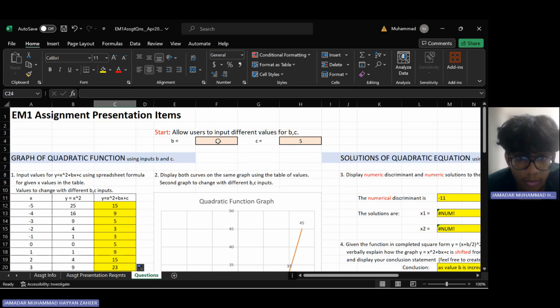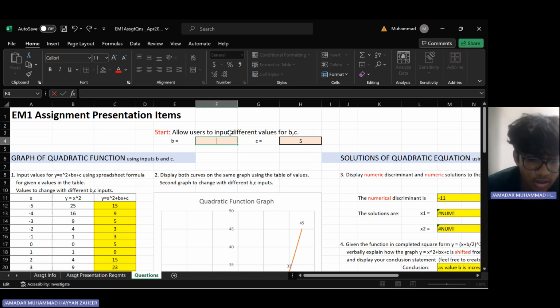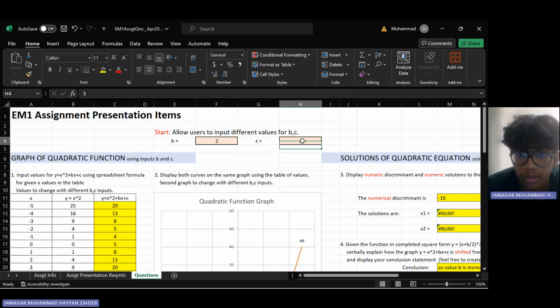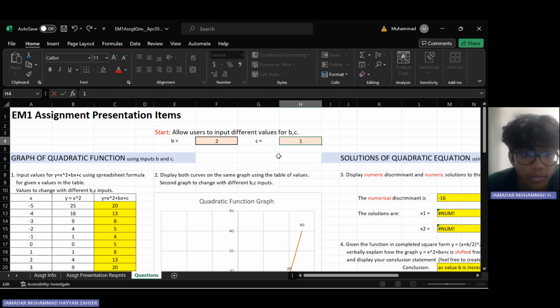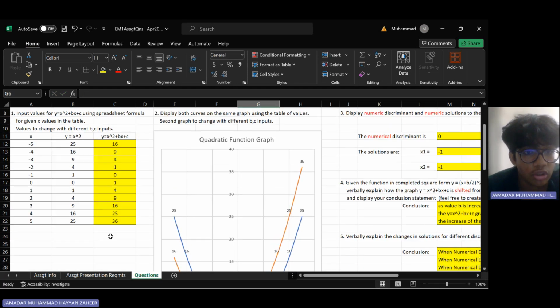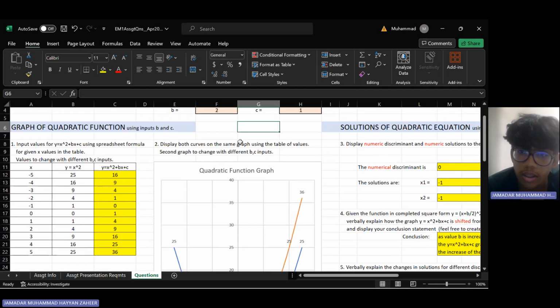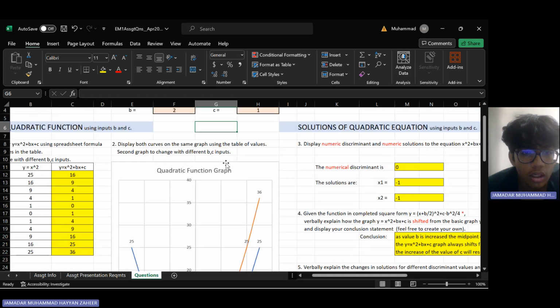I must demonstrate to you how it changes depending on what numbers I put in for B and C. If I change B and C to 2 and 1, look, all the values have changed. Okay, let's go on to question number two.